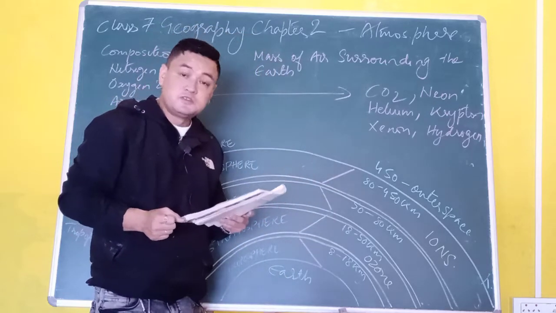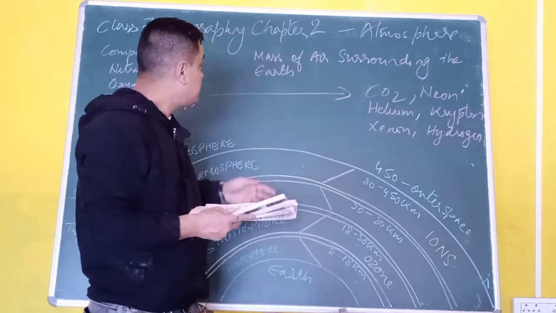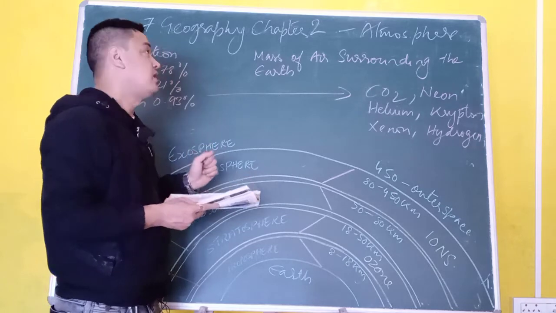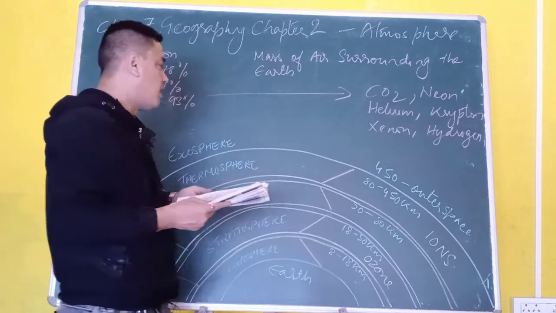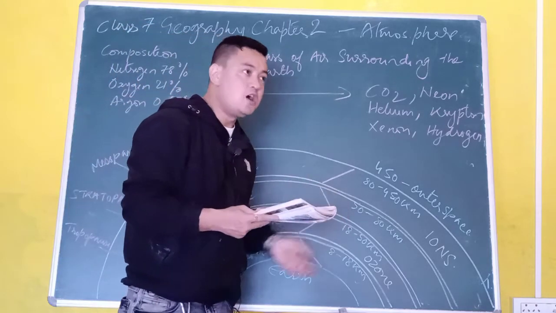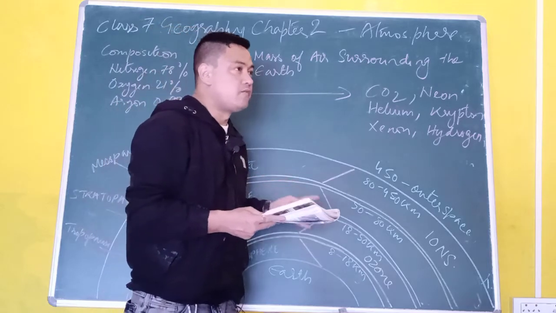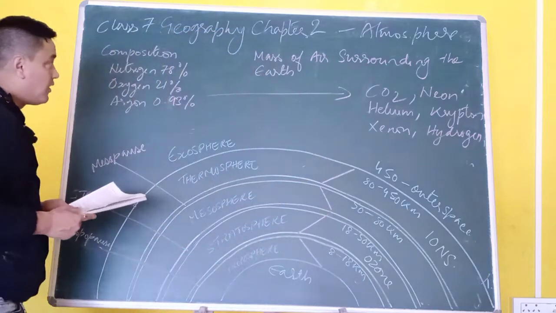Good morning, students. This video lesson is on chapter 2, atmosphere, and today we are going to learn about the composition and structure of the atmosphere. So our atmosphere basically surrounds our earth, and this atmosphere is made up of what things that we are going to learn. So, what is atmosphere?